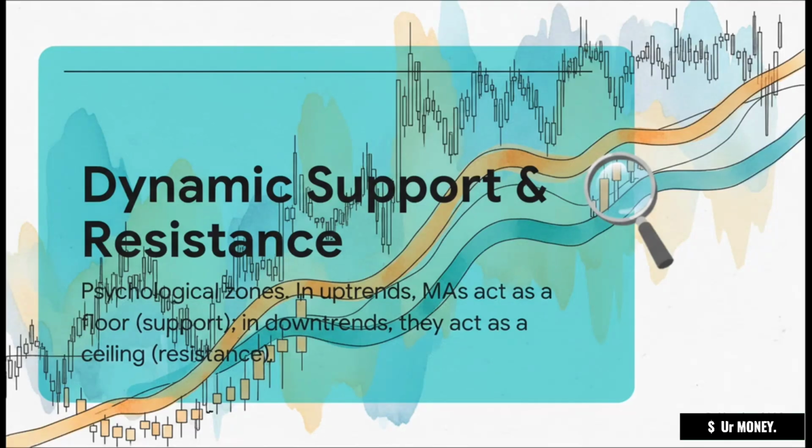The second key way to use these is as dynamic levels of support and resistance. And this is fascinating because millions of traders are all watching the exact same lines, they become self-fulfilling prophecies. So in a strong uptrend, traders see the price dip down to the 50-day moving average, and they all think, aha, this is my chance to buy the dip. And their collective buying creates actual support right on that line.